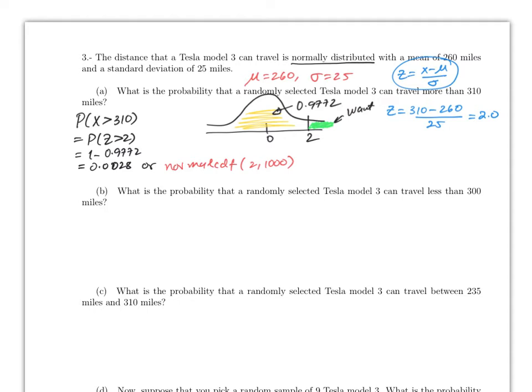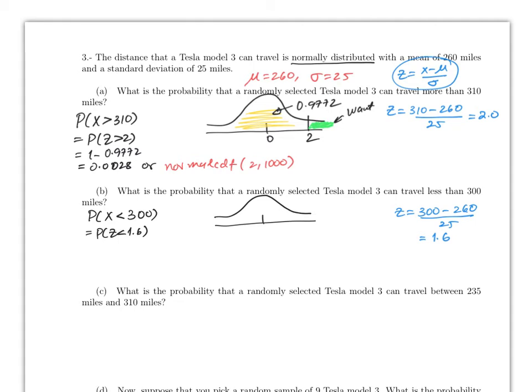Yeah. Okay, now part B is asking what's the probability that x is less than 300, right? So do the same trick. Z will now be 300 minus 260, divided by 25, and this equals 1.6. Okay, so this is the same thing as the probability that z is less than 1.6, and draw the picture. So 1.6 is here. Less, remember, is asking you for the left. So this is what you want this time.